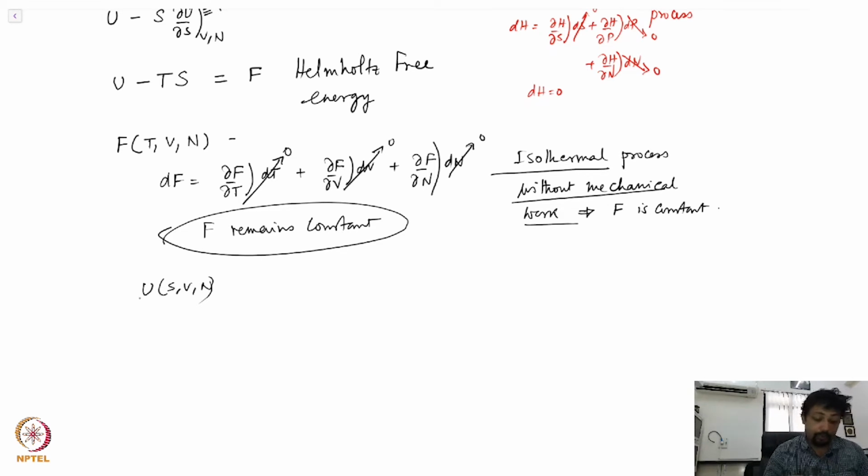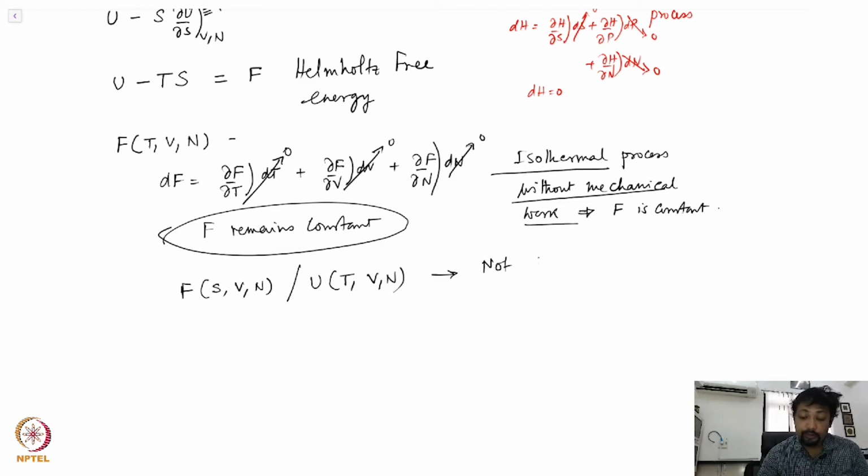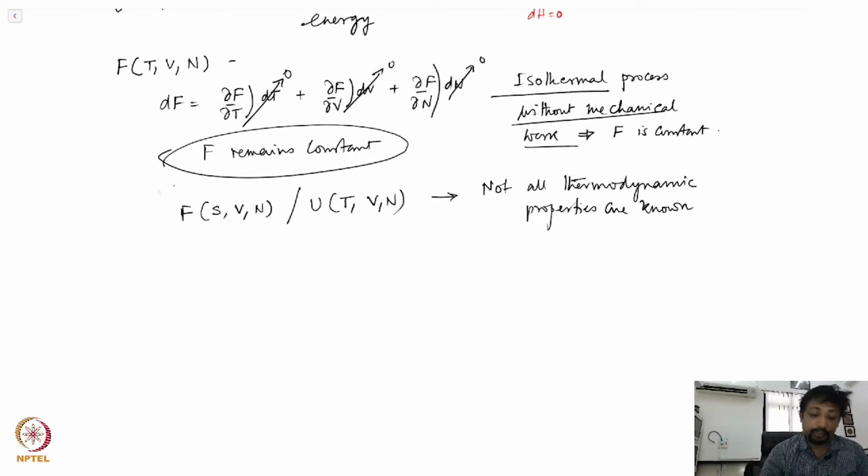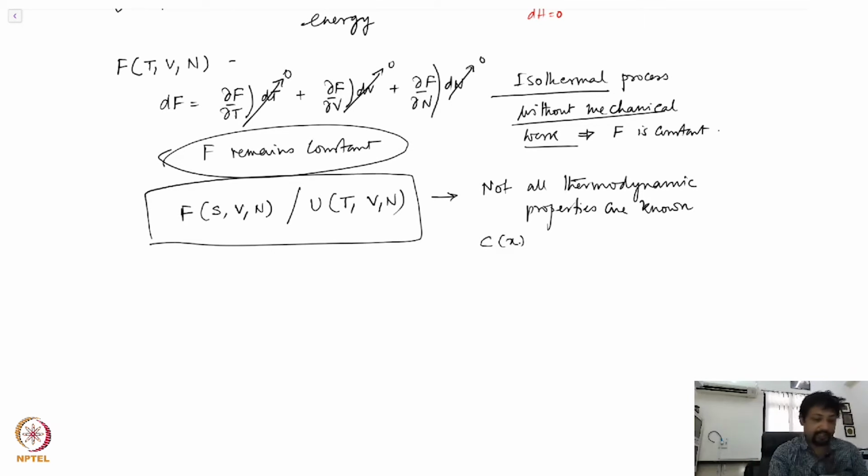Before I do the next step, one thing I want to emphasize: you might ask, if I want to express F as a function of S, V, N, or I want to look at U as a function of T, V, N. If you work it out this way, then you will see that not all thermodynamic properties are known. So this is like specifying c as a function of x that we had discussed earlier.